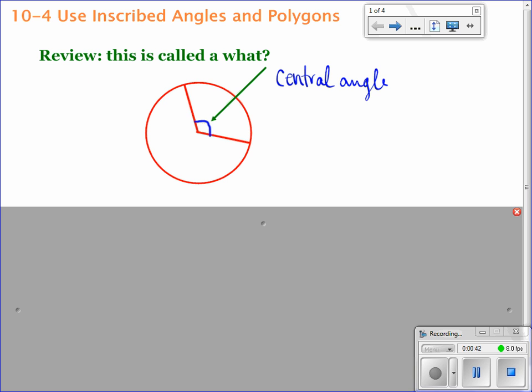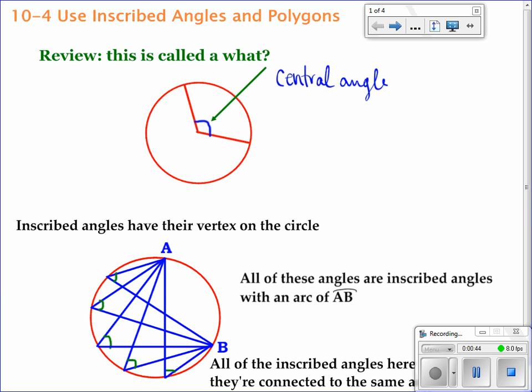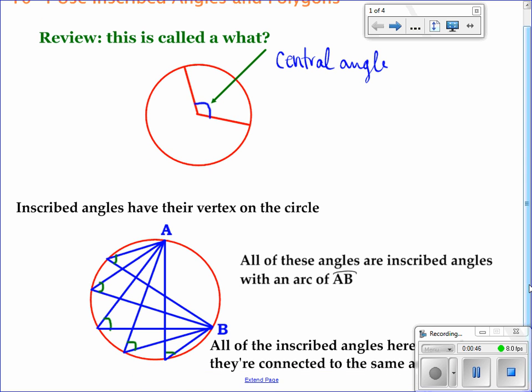Okay, so we're going to be talking about something called inscribed angles. Okay, these are all inscribed angles because the angle vertex stretches all the way to the back of the circle. So notice all of these angles have their corner right on the circle. So it gets pulled all the way back, kind of like a bow and arrow, to the back of the circle.